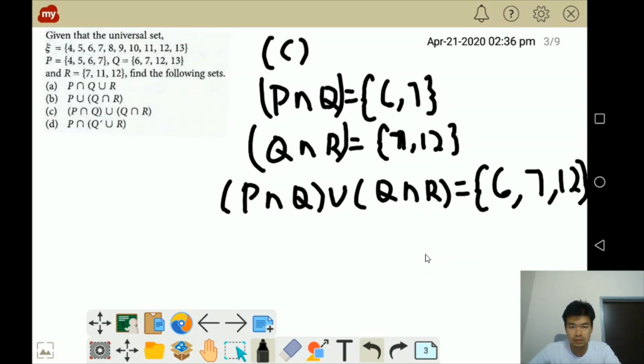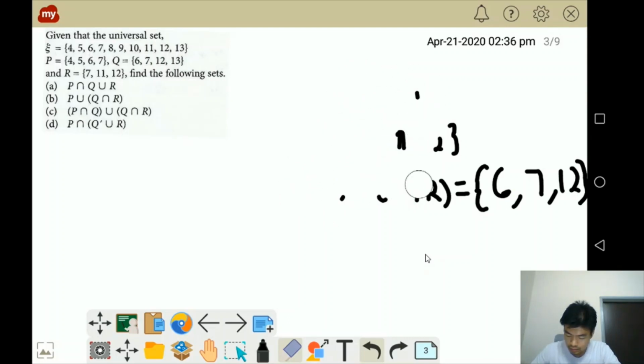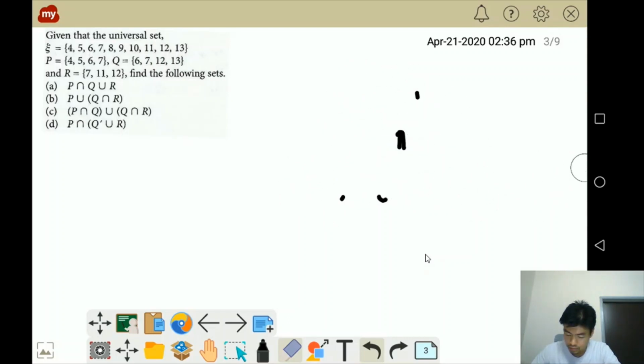Now let's move to the last question for this example, D. P intersect, in bracket, Q prime union with R. Easy, right? So I'm going to erase this off. You can rewind the video if you need to see the answer. Okay, D.